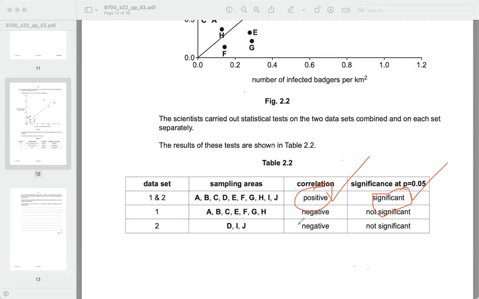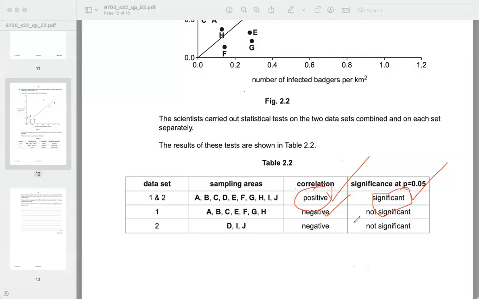Now we come to something which is not supporting. Here we can mention that A to H show negative correlation in the table. And if we go back to the graph, it shows that A to H show negative correlation, and it is not very significant. This is when we are talking about the table.